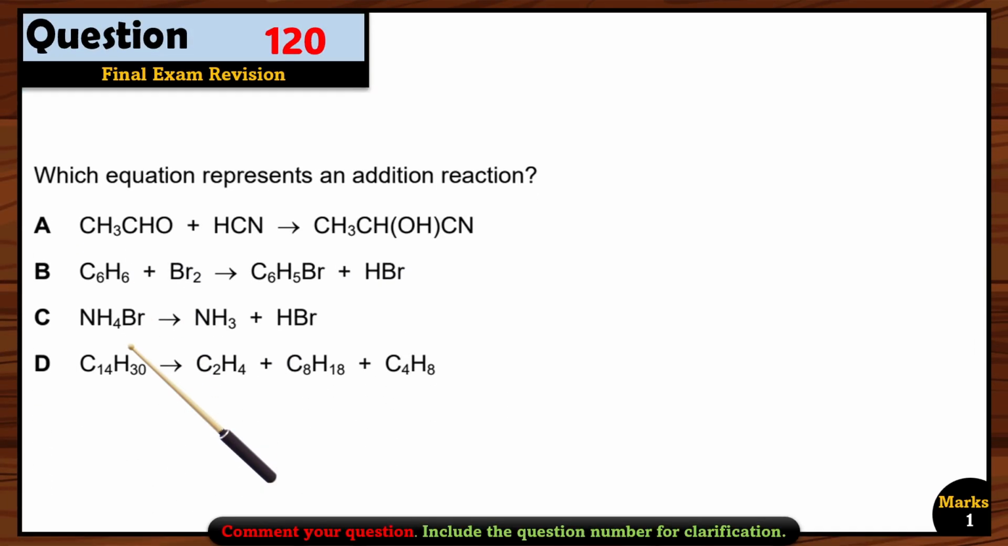Let's see question 120. Which equation represents an addition reaction? Addition reaction, remember that it's not about this one. When bromine is added, you will get only 1 product.